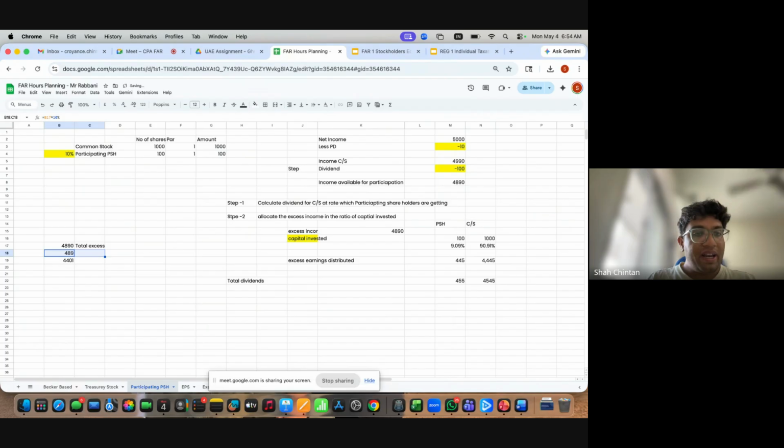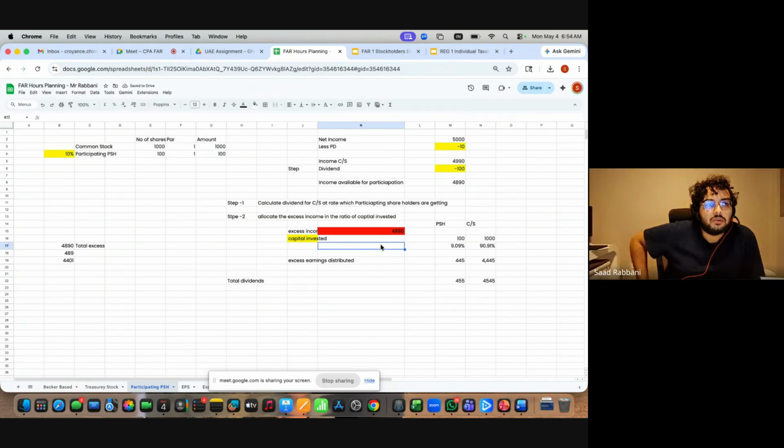बट ये 489 के लिए ये आप पूरा मेहनत फिर से करोगे. And what is your excess income? Excess income is 489. So they get 9.09%, and 489 का 91%. So 489 को आप सिर्फ recalculate करोगे, 4401 है वो पूरा का पूरा common shareholders को चला जाएगा. Currently it's 100%, so we did entire 4890.